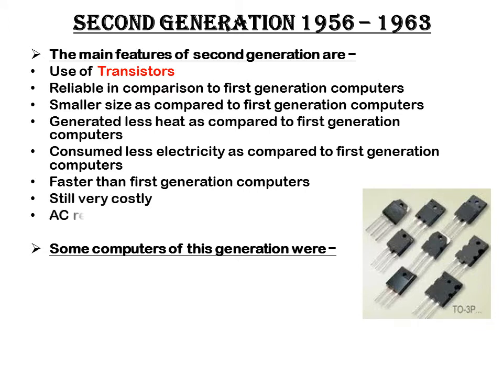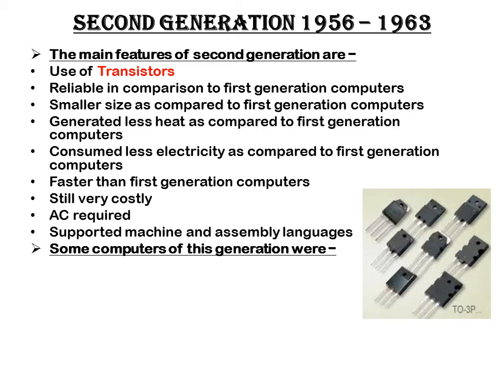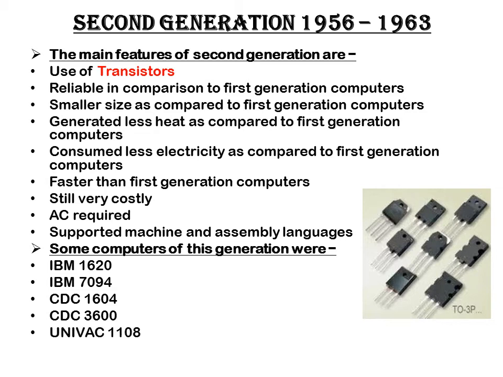But it's still very costly and it required AC. It supported machine and assembly language. Some computers of this generation are IBM 1401, IBM 7094, CDC 1604, CDC 3600, UNIVAC 1108.